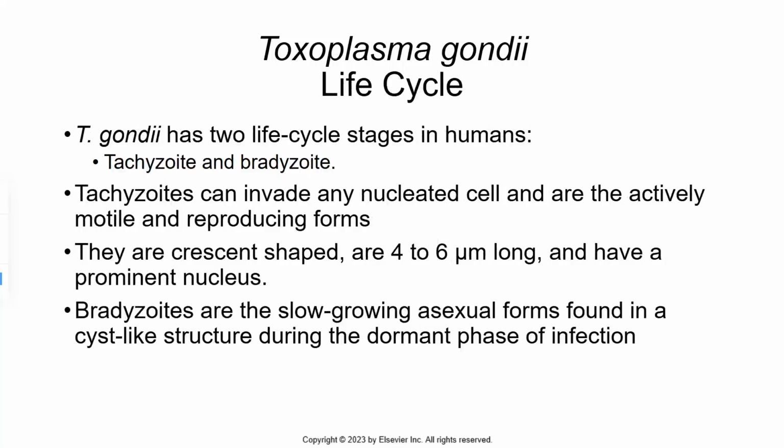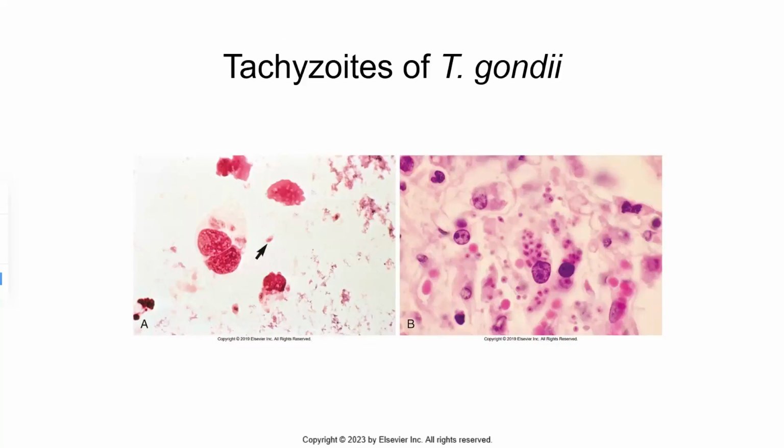So T. gondii has two life cycle stages, tachyzoite and bradyzoite. Tachyzoites can invade any nucleated cell and are actively motile, reproducing forms. They're crescent-shaped, about 4 to 6 micrometers long, and have a prominent nucleus. Bradyzoites are the slow-growing asexual forms found in cyst-like structures during the dormant phase of infection. So here are tachyzoites of T. gondii.